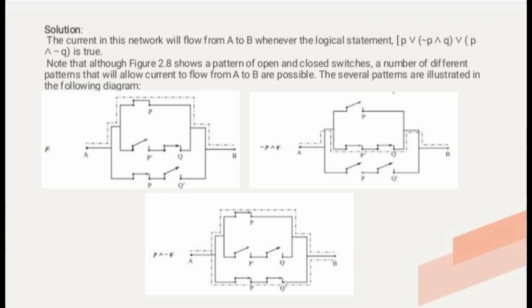Second diagram. This diagram reveals the flow of current from A to B whenever the statement not P or Q is true. The current flows from A to B passing through the P' and Q here in the middle part of the diagram. Third diagram. This diagram shows the flow of current from A to B whenever the statement P or not Q is true. The current flows from A to B passing through the upper and lower parts of the diagram wherein the P and Q' are located respectively. These three diagrams are the equivalent electrical networks for figure 2.8.